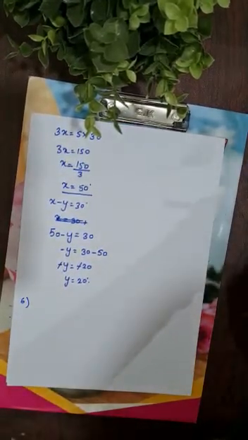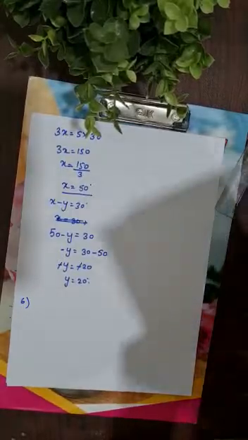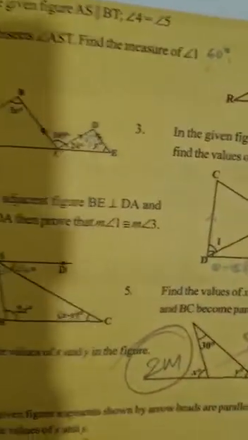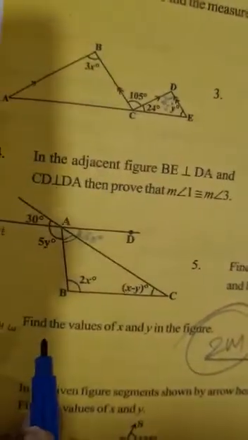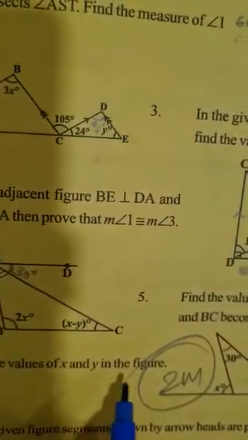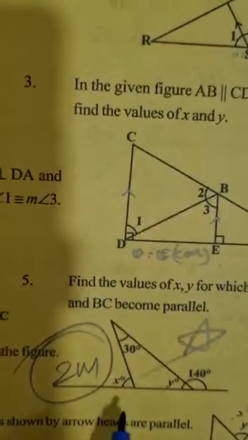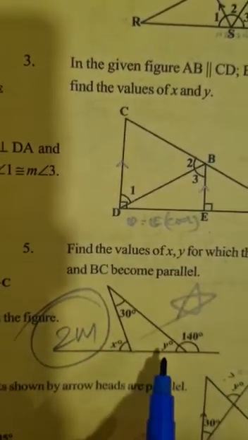Let me explain it to you. I am sure you will be able to do it on your own. Okay, can you see this, children? The sixth one: find the values of x and y in the figure. Okay, now look here, observe here, children. We have to find the value of x and y.